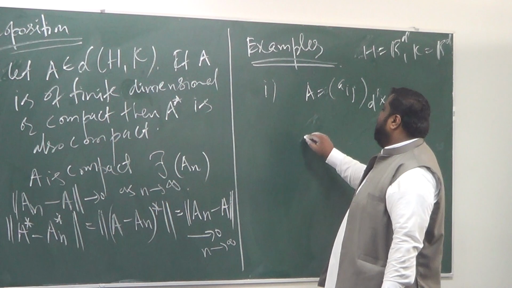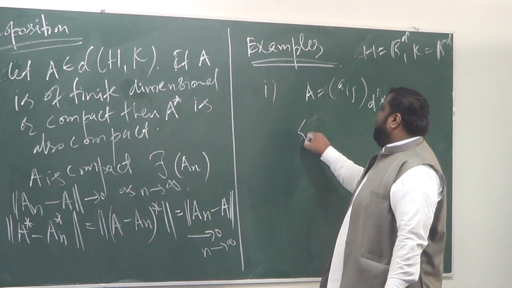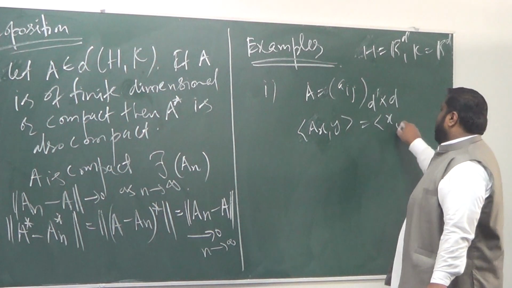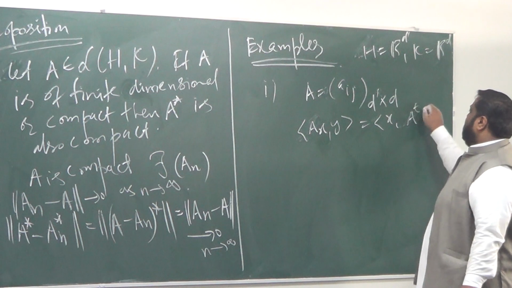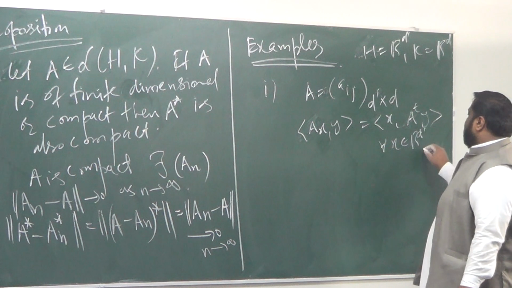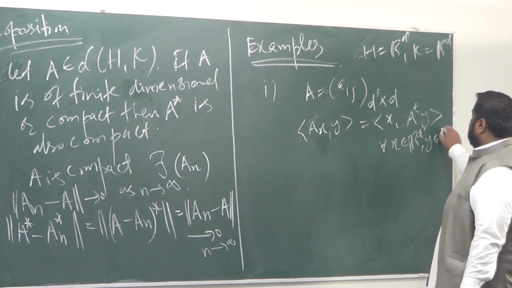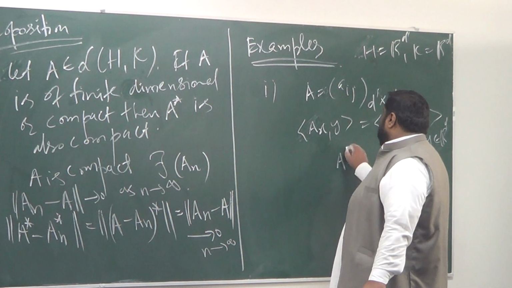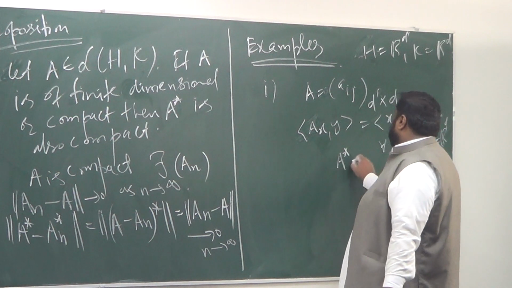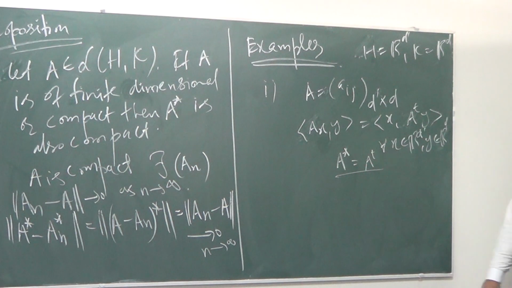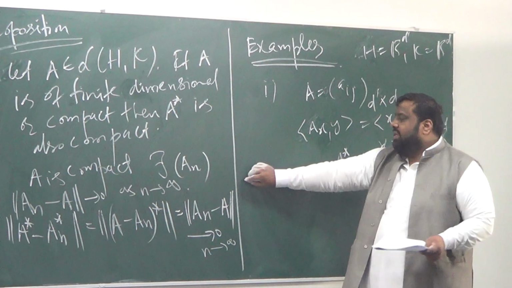As we saw, the inner product of Ax with y is the same as the inner product of x with A transpose y, for all x in R^d prime and y in R^d. So this means that the adjoint A star is basically the matrix A transpose. So A transpose is the adjoint of A.